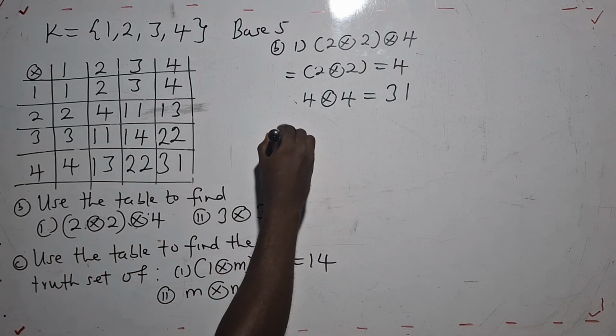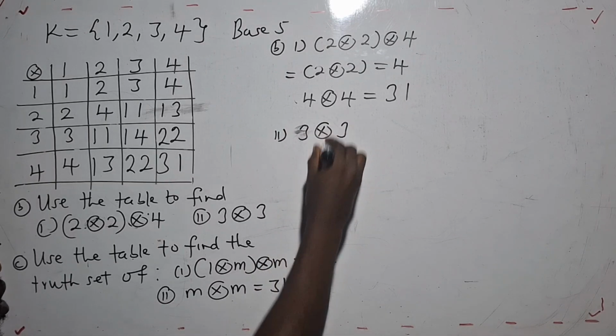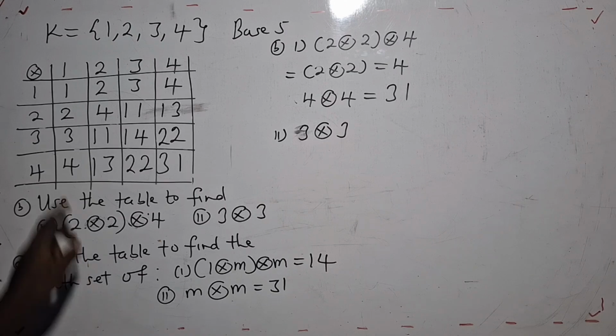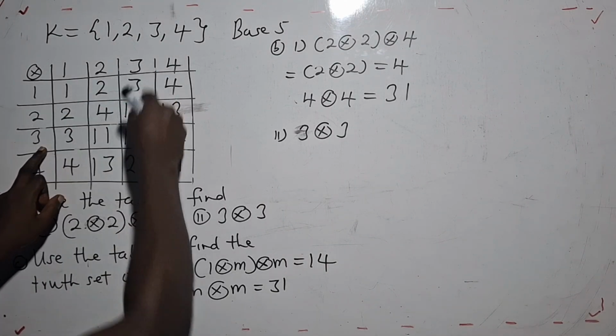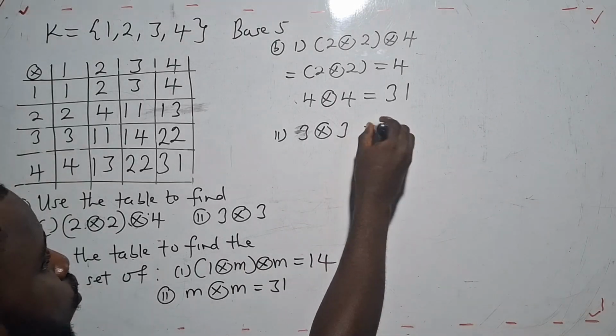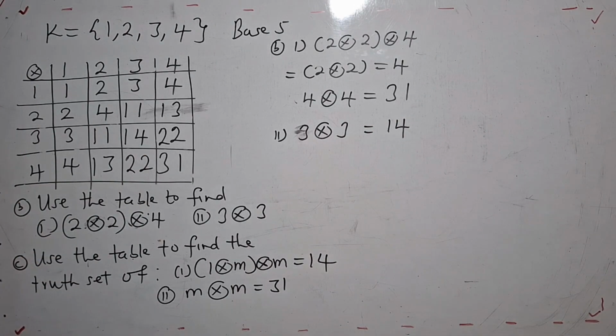So let's go to the (ii). (ii) says 3 times 3 according to the table. 3 times 3 according to the table will give me 1, 4. So according to the table, 3 times 3 is 1, 4. So now let's quickly look at the C.